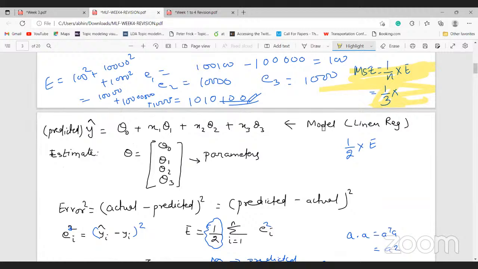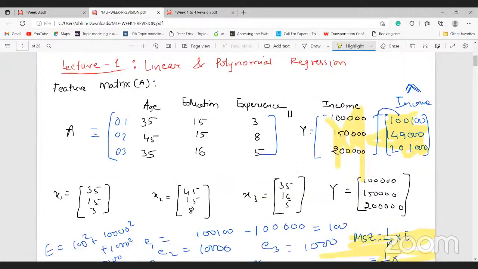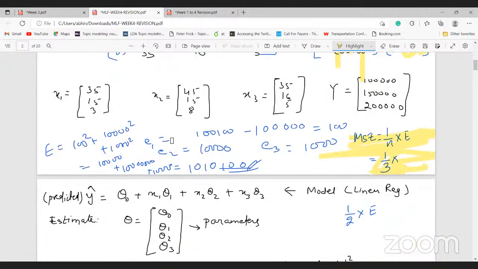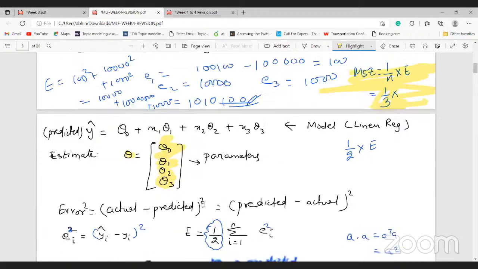So linear regression, see what happens when you have, for instance, age, education, and experience. From this, suppose I want to find the prediction, it will look like theta naught plus x1 theta 1 plus x2 theta 2 plus x3 theta 3. So my estimate will depend on this theta. These are called parameters: theta naught, theta 1, theta 2, theta 3. This is what you calculate to form the model.